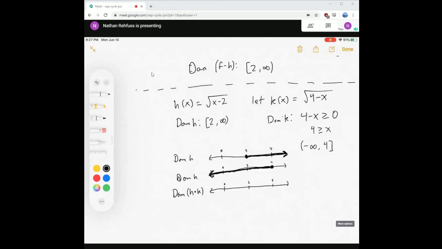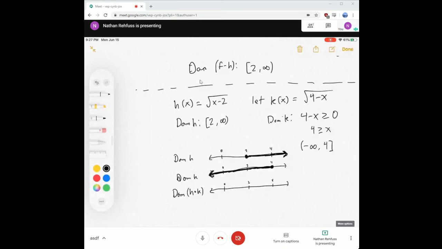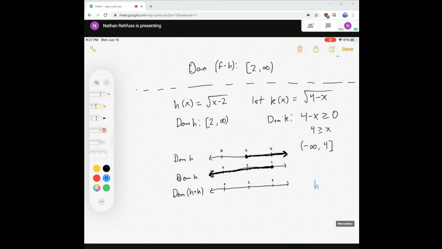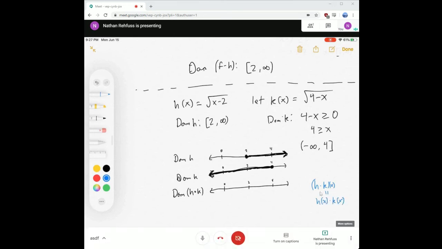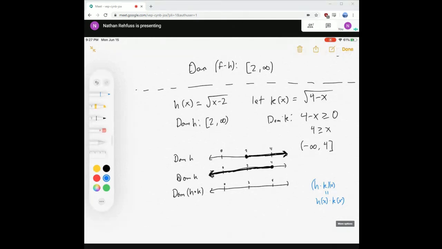This is kind of like that section 2.6 or 2.7 where we did multiplicities. For x to go into h times k, again remember, h times k of x is equal to h of x times k of x. What that means is I have to be able to plug x into h, and I have to be able to plug it into k. Now I can't plug any of these numbers into h. These are out.